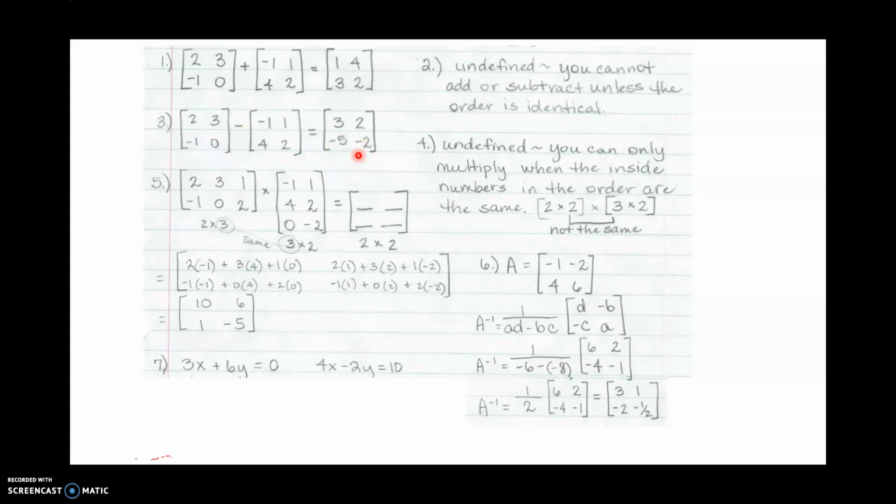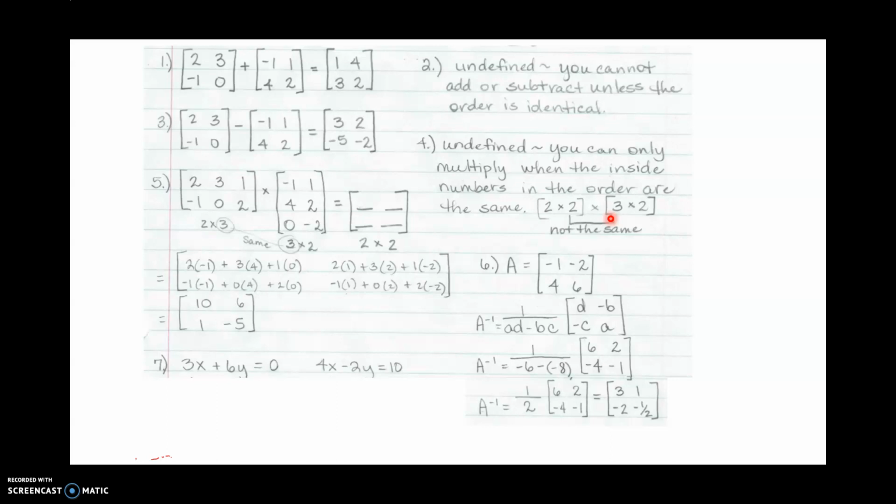All right, then for number 4, they ask us to multiply. What has to be true in order for you to multiply matrices? Do they have to have the same order? No. Same inside numbers, yes. So for number 4, they gave me a 2 by 2 and a 3 by 2 and asked me to multiply. The inside numbers are not the same, so I can't multiply. So again, I would just say undefined, can't be done, impossible, something like that.